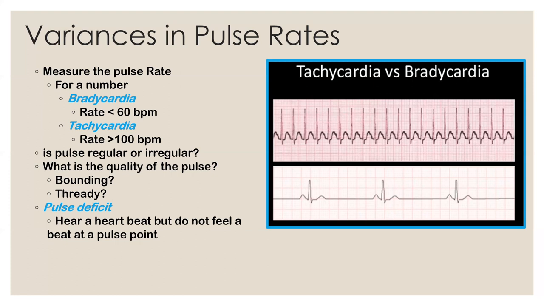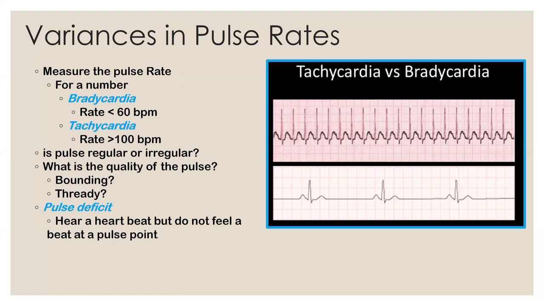Okay. And then we're looking at the quality. So what's the quality of the pulse? With that, we are determining the pulse volume and the equality of the pulses on both sides of the body. So when we're talking about the quality of the pulse, is it bounding? Bounding means you can really feel some pressure of the beat underneath your fingers. Or is it thready? Thready means weak, like you can barely find it, a very weak pulse. Either one. Okay, so that's the quality.